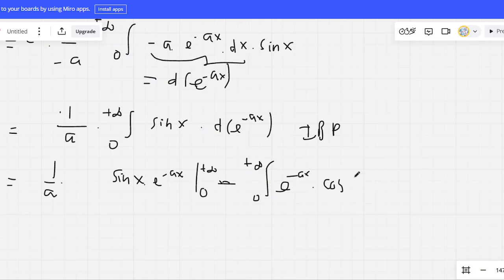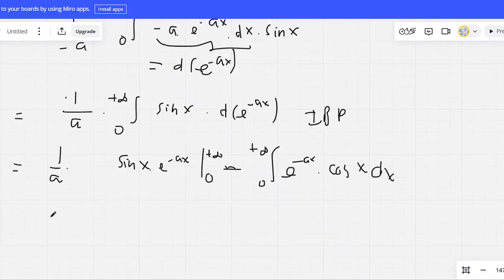So times the cosine of x dx. So we take u dv equals uv minus v du. If you don't know what it is, I'll quickly show it, which is integration by parts. So the derivative of sine x is going to be cosine x dx.